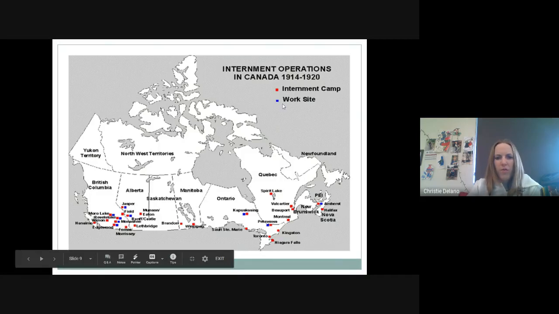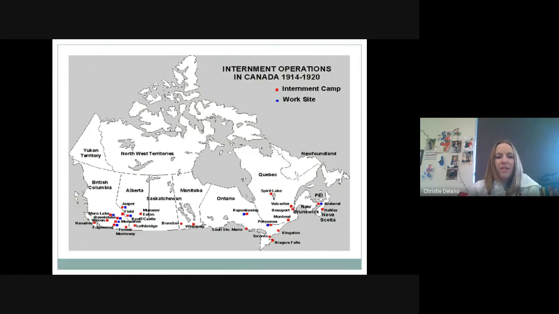And then you also have a number of work sites, and again scattered, but lots of them in the West. And you'll notice they're in our national park areas. The national park system in Alberta and in the interior of British Columbia was in part built by these Ukrainians that were in these work camps.